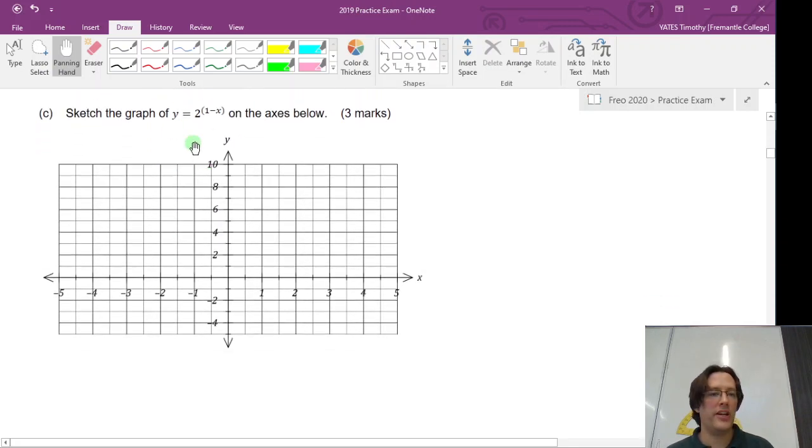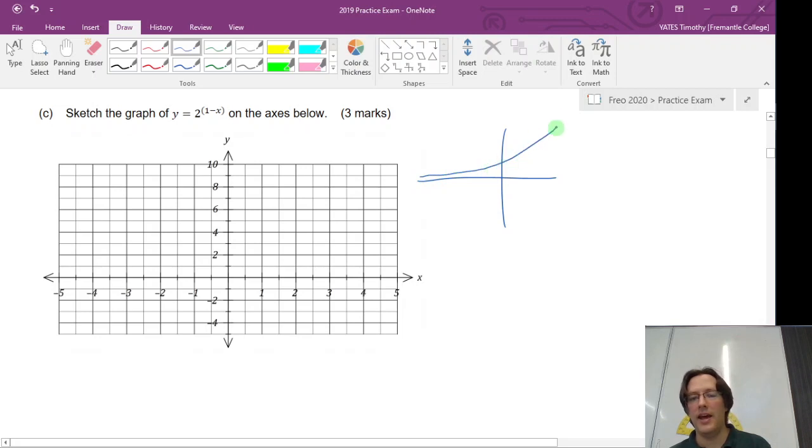Next up, we've got a sketch of a graph y equals 2 to the power of 1 minus x. For a question like this, we know it's an exponential, so it'll be looking something a little bit like that. But in all honesty, one of the easiest ways to do this is to just substitute. The best place to start is at x equals 0. So if x is 0, 2 to the power of 1, that's 2. If x equals 1, 1 take 1 is 0, 2 to the power of 0 is 1.